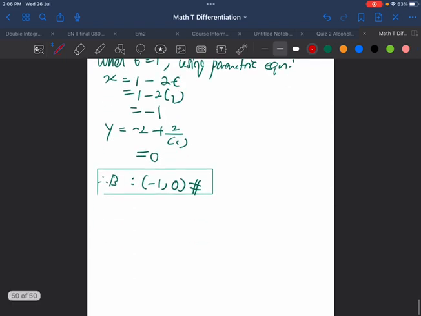Alright, I think here is the end of the video, and next I will talk about the curve: the stationary point, turning point, maximum point, minimum point, and point of inflection. So I hope I can see you in the next video.